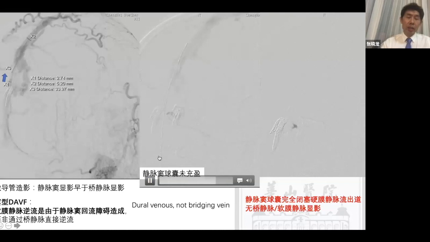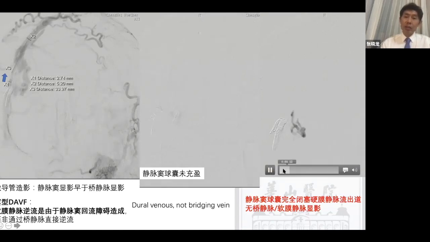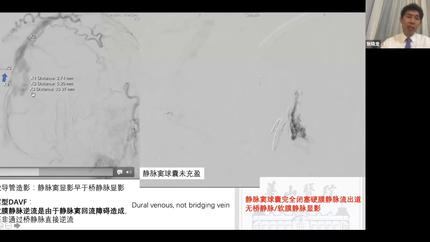From the venous approach, we used a balloon to do the angioplasty of the superior sagittal sinus. Then we did the microcatheter angiography, and here the fistula is in the presinus space. Then we opened the balloon and did the microcatheter angiography again, and no pial venous reflux occurred. So it is the dural vein, it's not the bridge vein. So this type belongs to the sinus type.